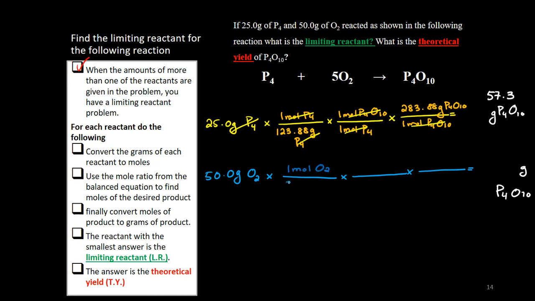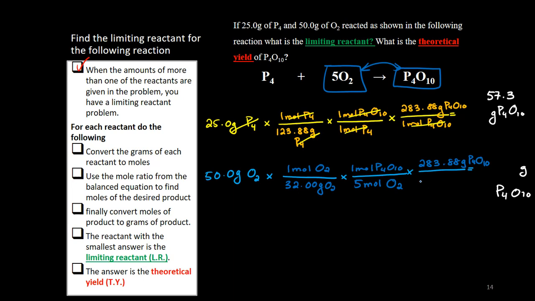So 1 mole of O2 on the top, 32 grams of O2 on the bottom. So grams of O2 can cancel out. Now let's look at the comparison between these two. You have 5 moles of O2 for every 1 mole of P4O10. So 1 mole of P4O10 on the top, because that's the direction we're going, and 5 moles of O2 on the bottom. Then the molar mass of P4O10, we already calculated that for the previous question: 283.88 grams of P4O10 over 1 mole of P4O10.